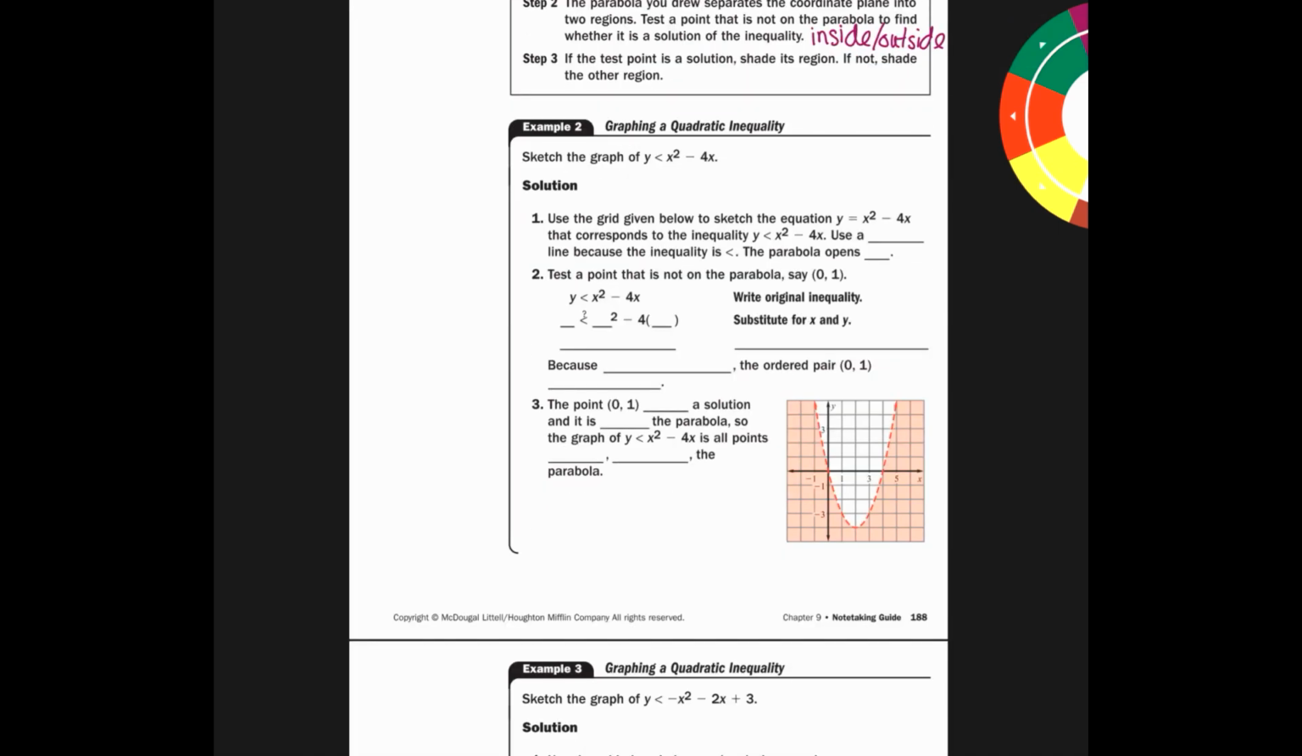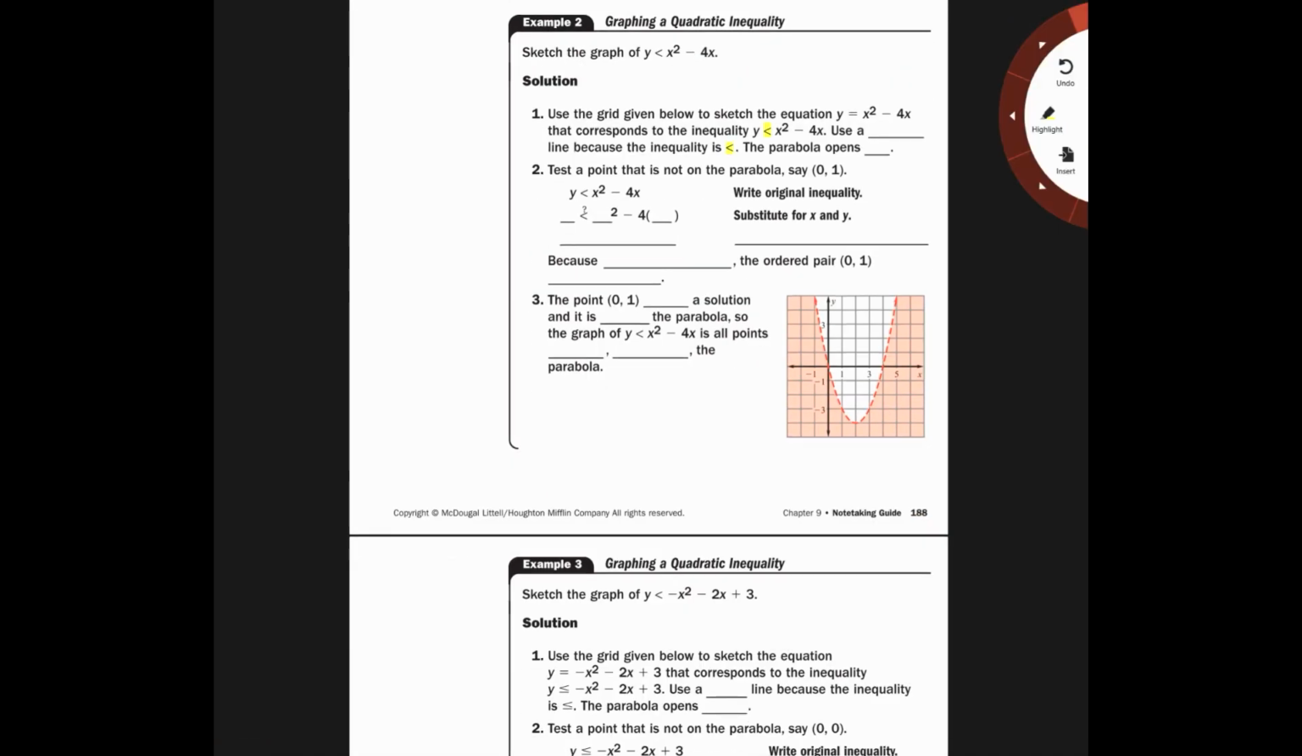So now let's look here. Let's look at example number 2. So example number 2, we need to sketch the graph of y is less than x squared minus 4x. So we need to use the grid given below. I know it already has the picture in the graph for you. We're going to pretend it's not there. This graphing is good for us. It's good practice. So I should see all the work that I put on this page on your page.